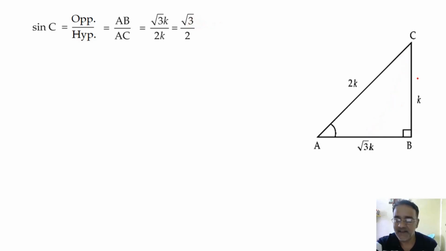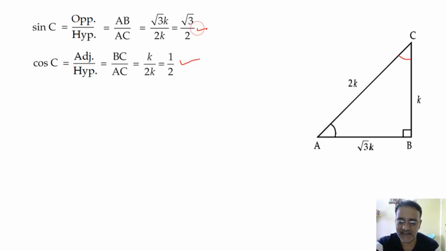Next cos C. Which side is adjacent to this angle? BC. Right. So BC upon AC. So K upon 2K. That is 1 by 2. Okay. So any doubt in finding these values? No, sir. Right. Just now I told you that another way is there. So the value of tan A is given as 1 by root 3. And 1 by root 3 tan के कौन सा एंगल में आता है? 30 degree. So angle A is 30 degree and angle C will be 60 degree. Whether this is clear? Yes, sir.